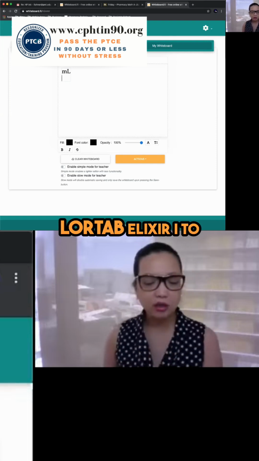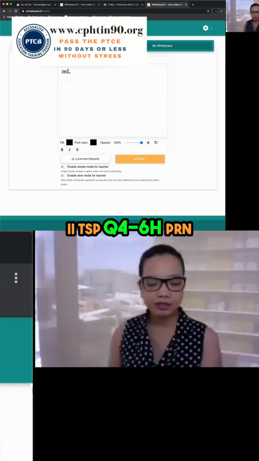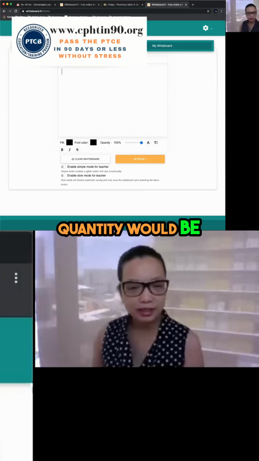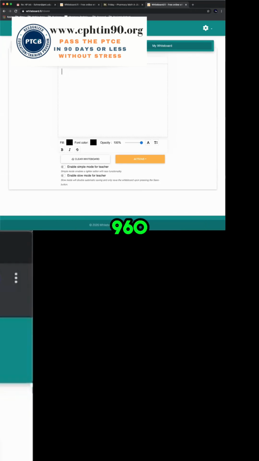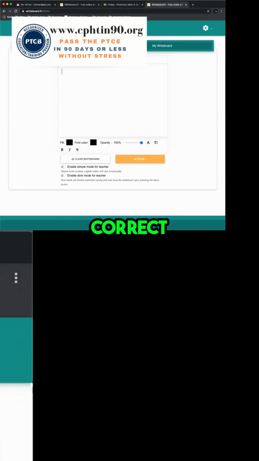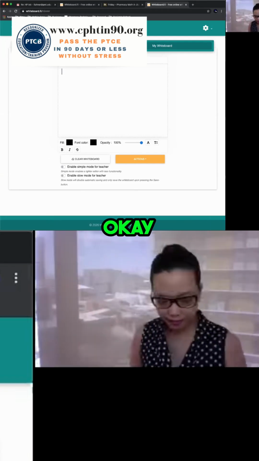So moving on, Lortab elixir 1 to 2 TSP, Q4 to 6H PRN times 16 days. Quantity would be? 960. 960, and what would the unit be? ml. ml, correct. So hands up, 960 ml. So I know where the problem is, okay?